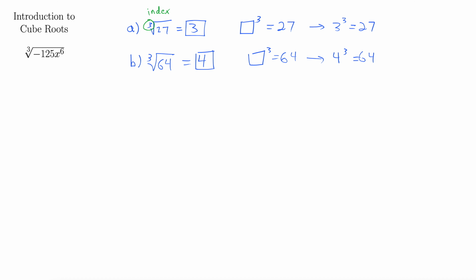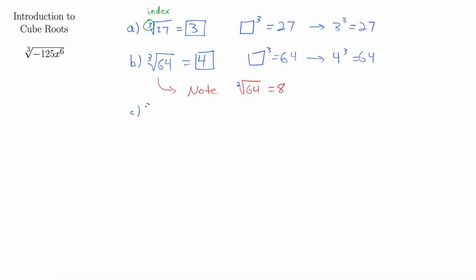Now, 64 is a strange number because note, the square root of 64 is 8. So 64 has a cube root, which is 4, but it also has a square root, which is 8. Some numbers are like that, and 64 is one of them. And again, if there's nothing here, we assume it's a 2 hanging out there, but you really never write the 2.